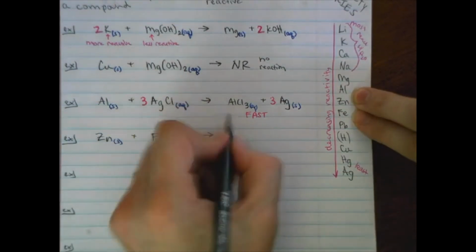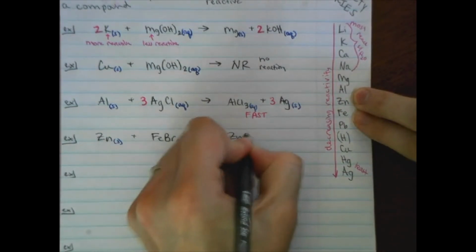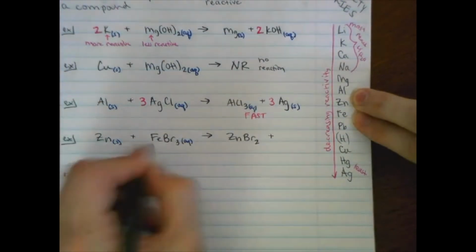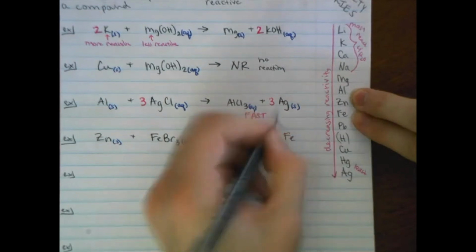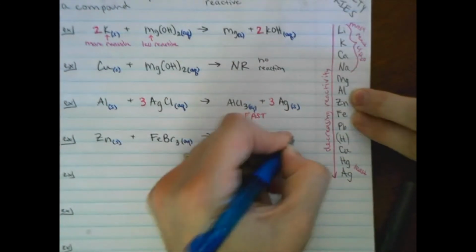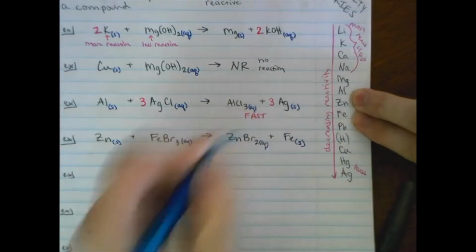We'll make zinc bromide. Remember, zinc is always a 2+. And then we'll kick out the iron, and that will be your new element. So there's an aqueous compound and then solid iron.